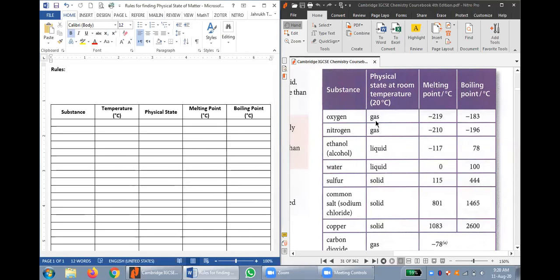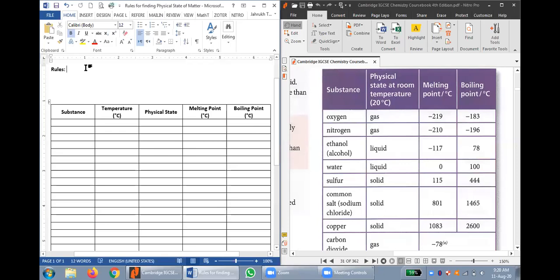A table over here actually consists of every piece of information that you need. But in exams, usually one piece of information is missing, and you need to find that out. You need to determine which piece of information is missing. That is the physical state at a specific temperature. Not just room temperature, we're going to practice it for a specific temperature.